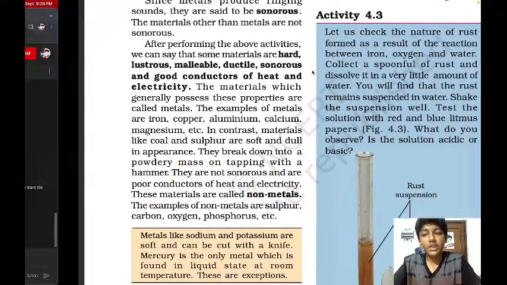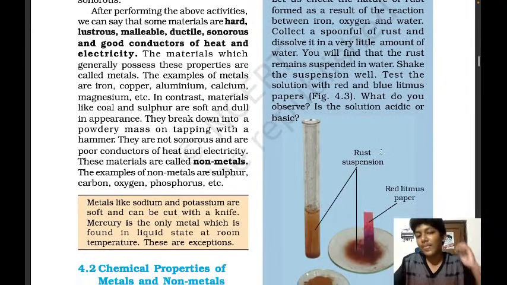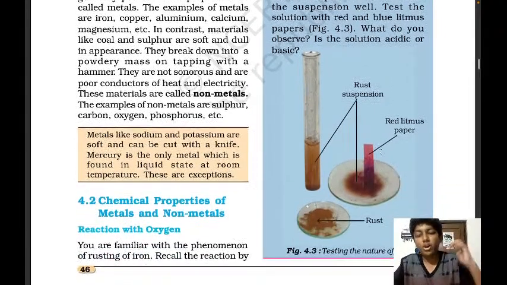So let us check the nature of rust formed as a result of the reaction between iron, oxygen, and water. Collect a spoonful of rust and dissolve it in a very little amount of water. You'll find that the rust remains suspended in water. Shake the suspension well. Test the solution with red and blue litmus paper. What do you observe? Is the solution acidic or basic?